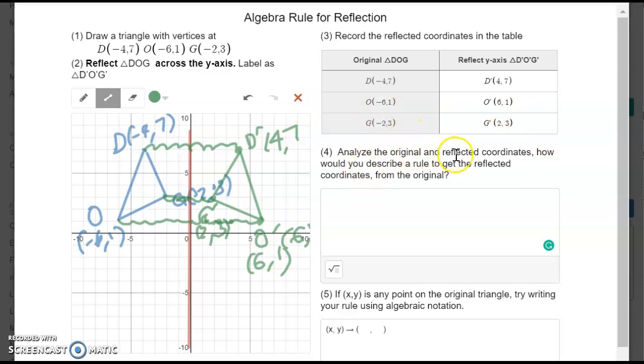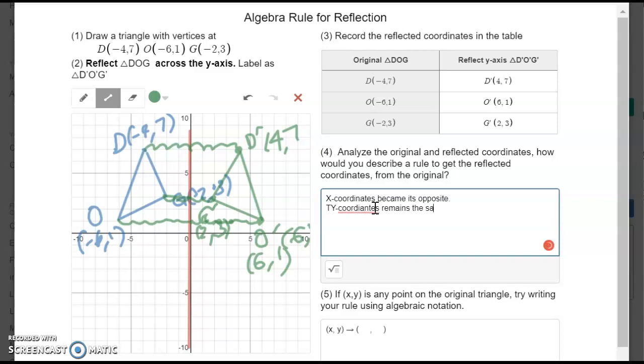Okay, now let's analyze the original and reflected coordinates. Look at how the x values changed. X became opposite in value, right? -6 to 6, -2 to 2, but the y remained the same. Okay, x coordinates became its opposite. The y coordinates remained the same.